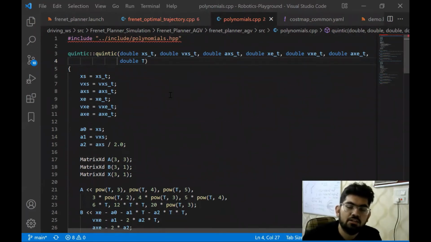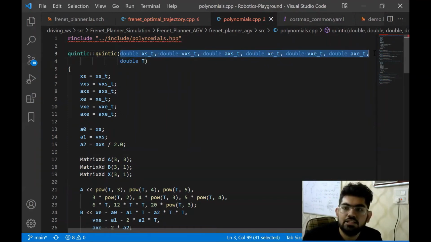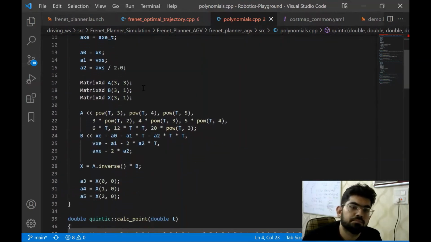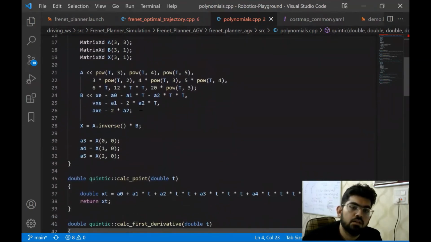Let us first have a look at the polynomials file. Here we have the QUINTIC polynomial class that takes in as input these 6 conditions: initial position, initial velocity, initial acceleration, and final position, final velocity, and final acceleration. It also takes in this parameter t, and using all these parameters, it derives a quintic polynomial path using these mathematical calculations over here.